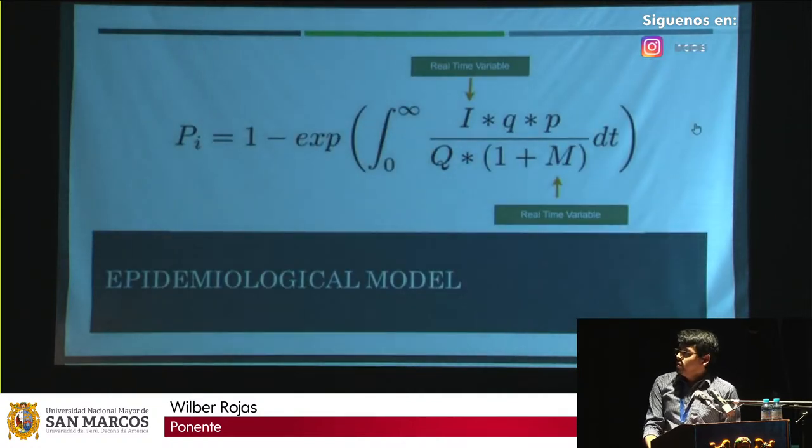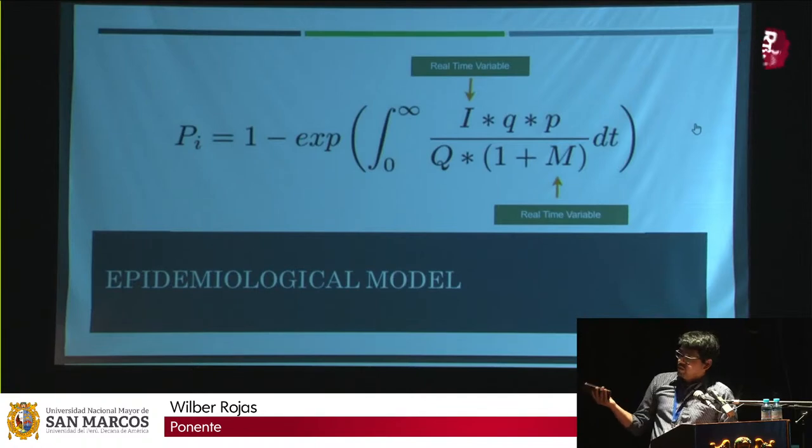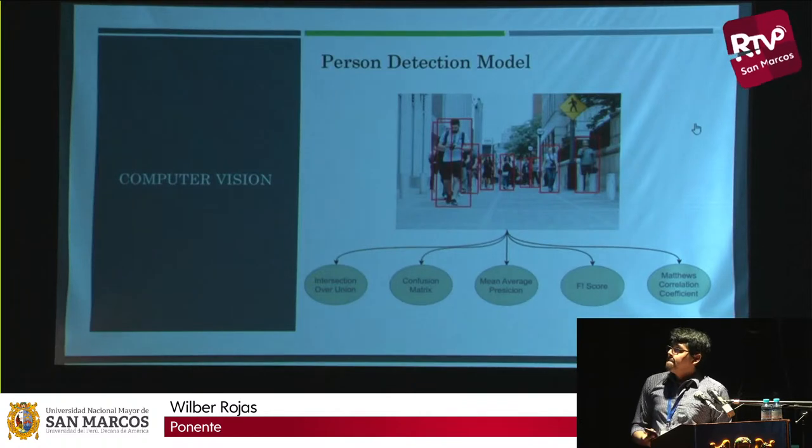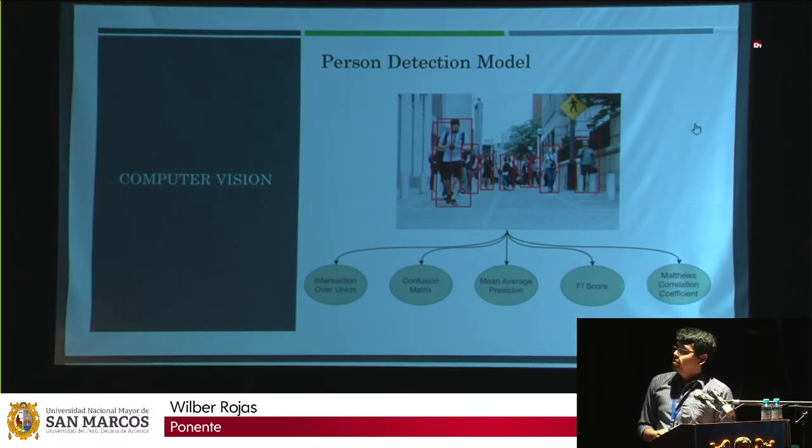This is the equation, the epidemiological model, and we need to get the number of infected people in real time, the number of people in real time, and the number of people that are wearing face masks. To do this, we implement computer vision models. So we use pre-trained models for person detection, and we test them with intersection over union, confusion matrix, mean average precision, F1 score, and Matthews correlation coefficient.